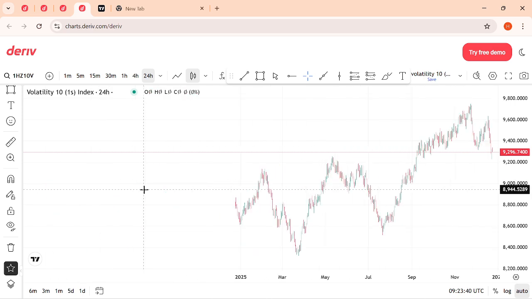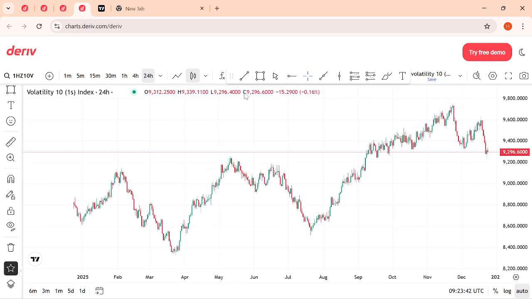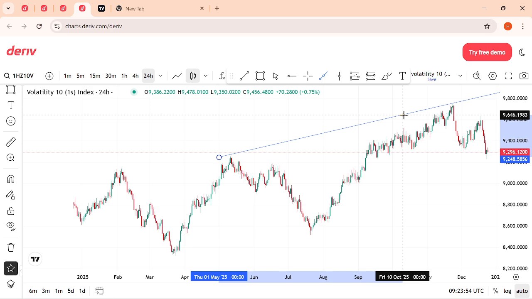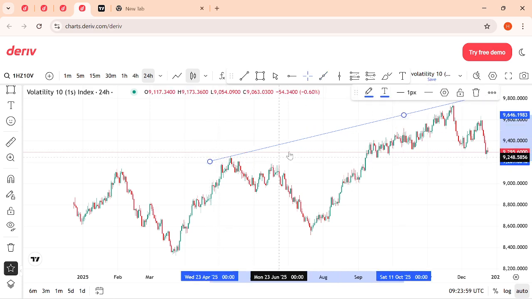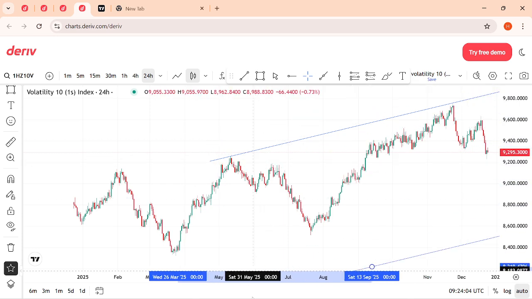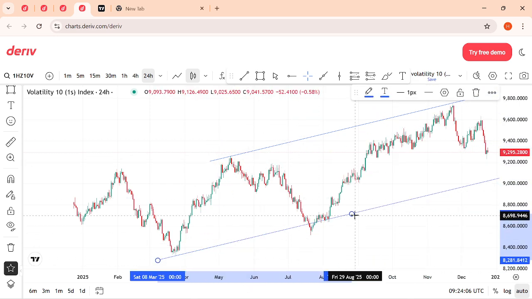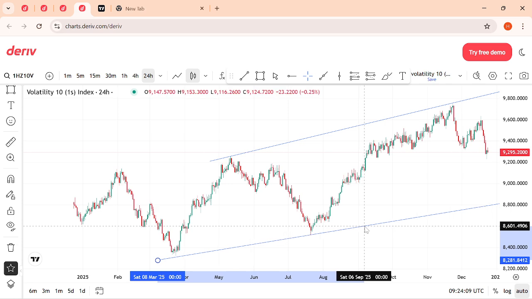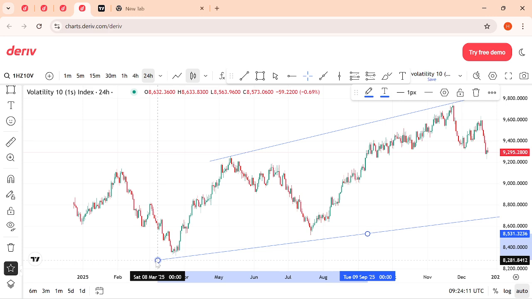Clearly, we can see something on the higher time frame: we had a high here and also a high here. One thing we can easily do is mark from this high to this point, and then we clone it and duplicate it, so we can bring the next one here. This simply tells us that the market is moving in a pattern.